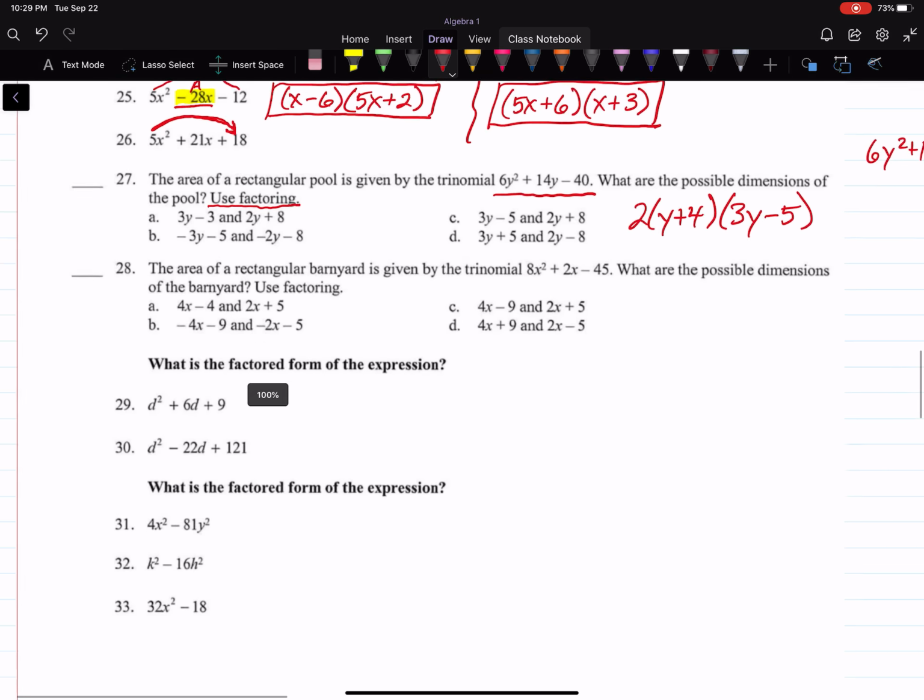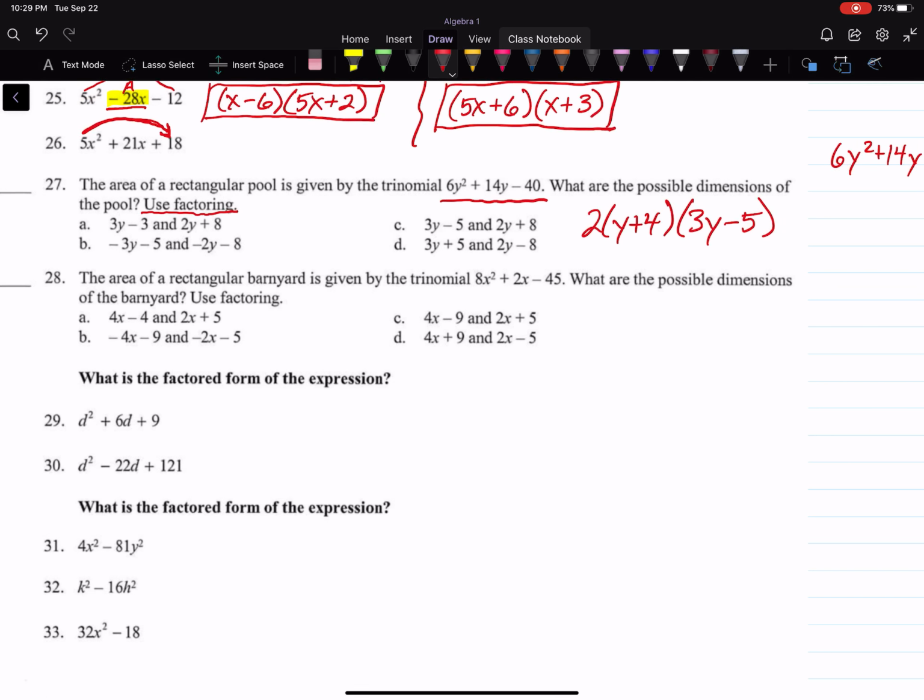And if you notice, I don't have this for any of my answers. So what they did, here's my answer. It is C. And here's why it's C. Obviously, there's 3y minus 5, and there's 3y minus 5. None of the other answers have 3y minus 5. But how did they get the 2y plus 8? You could multiply this 2 back in here, and you get 2y plus 8. So that's why that's there. Okay?